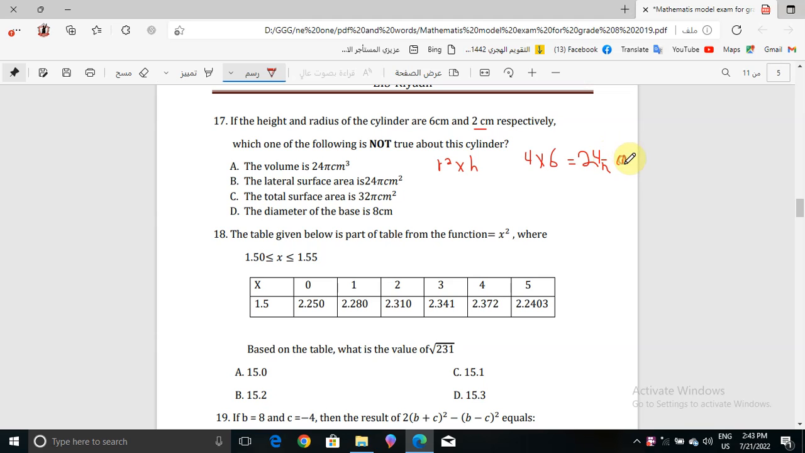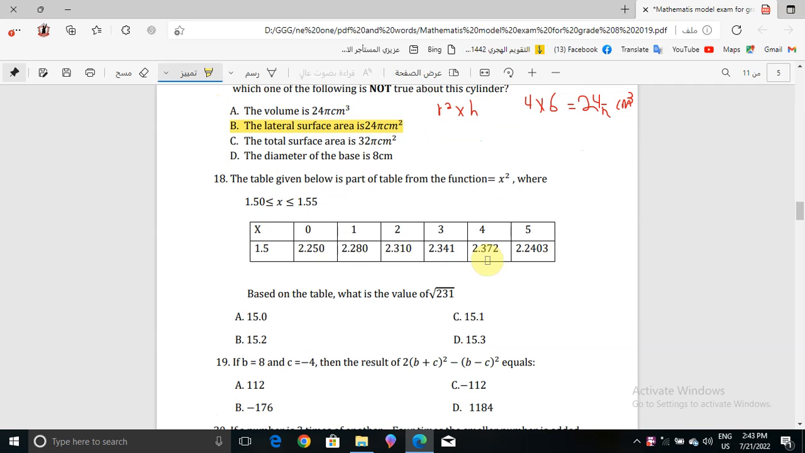So that means the volume is correct, but here the lateral surface area, it said what? The lateral surface area is 24 pi centimeter cube. No, it's not correct. Why? Because the volume is already 24 pi centimeter cube, so that means lateral surface area is 24 pi centimeter square. No, it's not correct. So that means choice B is the one which is not true about the cylinder.